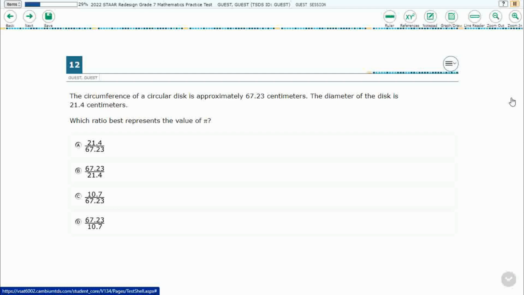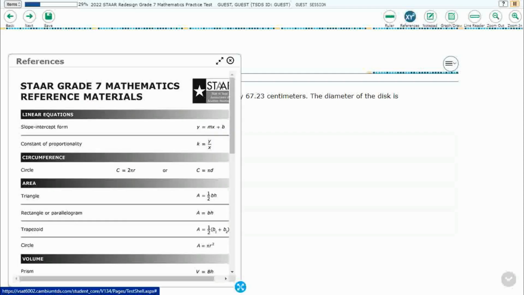So we've got the circumference of a circular disc, it's approximately 67.23 centimeters. The diameter of the disc is 21.4. So which ratio best represents the value of pi? What do we know about pi here? Let's open up our references chart, because they actually do reference pi.